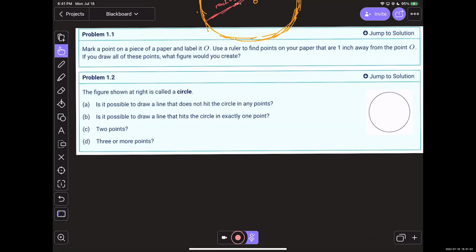The figure shown at the right is called a circle. A, is it possible to draw a line that does not hit the circle in any points? B, is it possible to draw a line that hits the circle in exactly 1 point? C, 2 points. D, 3 or more points.